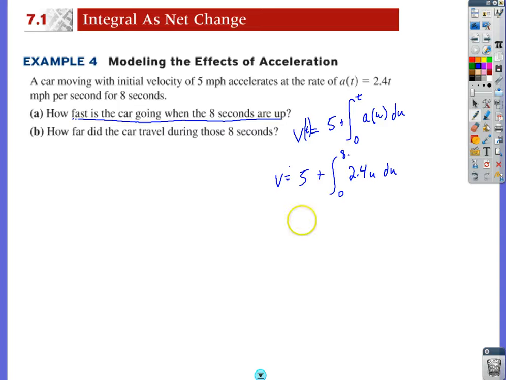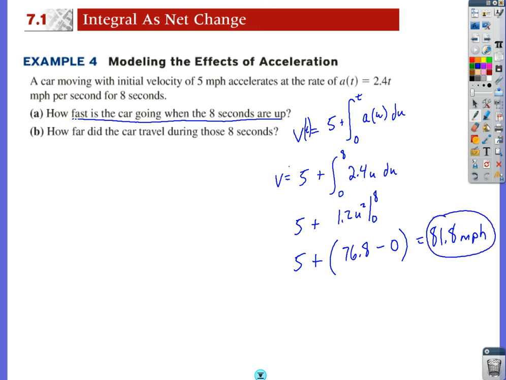So when I plug this in, I take 5 plus 2.4. Again, raise my power up 1 and divide by that power. I get 1.2u squared from 0 to 8. I plug that 8 in there, and I get 5 plus 76.8 minus 0. And that's going to equal 81.8 miles per hour. So I started off with the initial velocity of 5 miles per hour, and then 8 seconds later, I'm going 81.8 miles per hour. Bam. That's hecka fast.